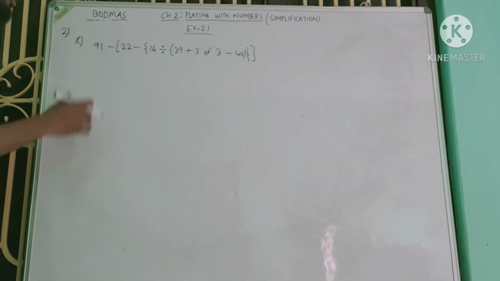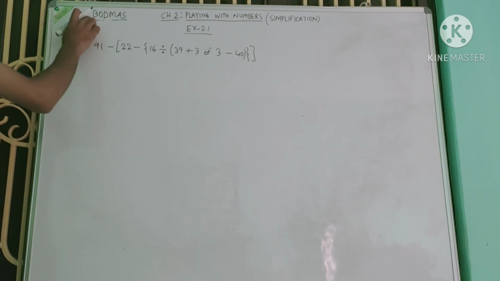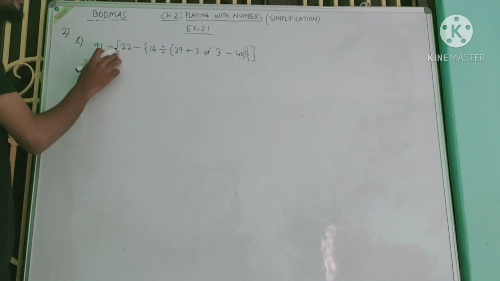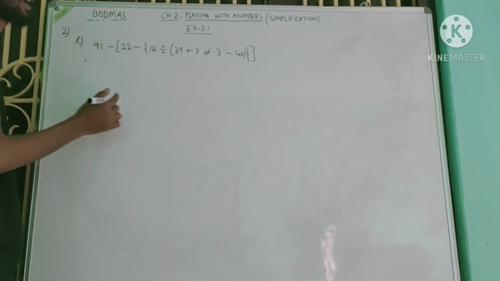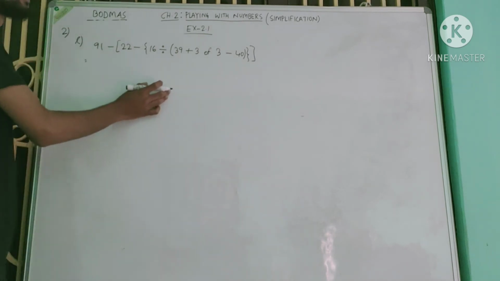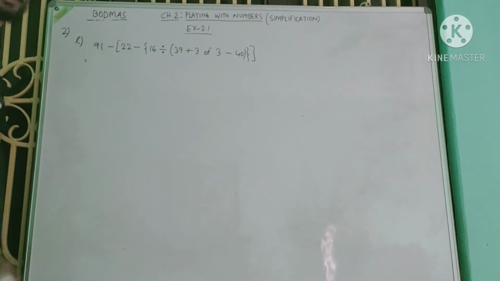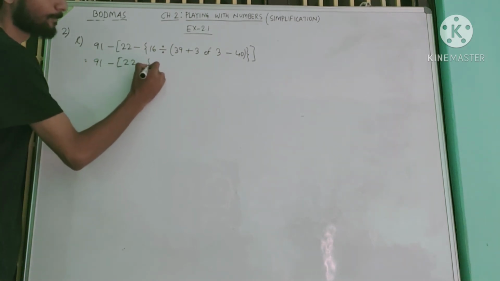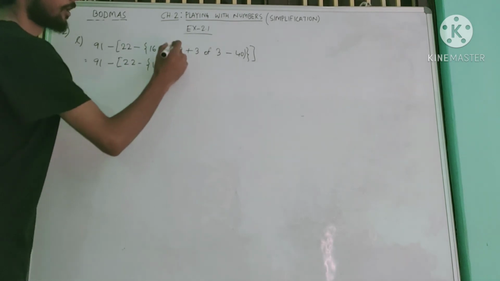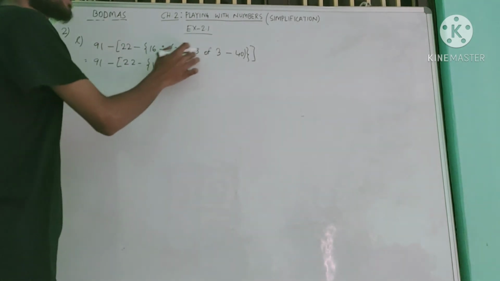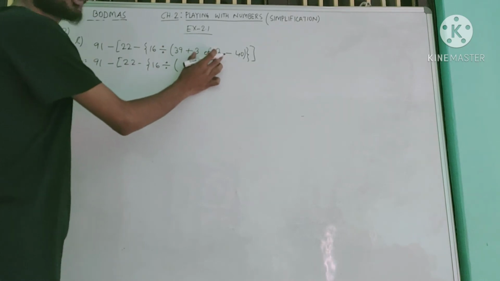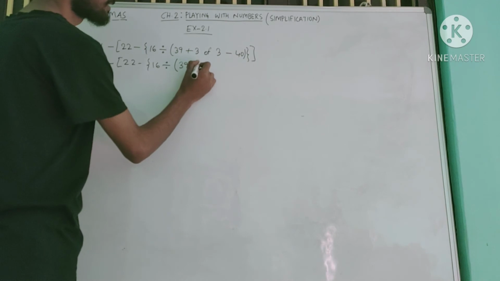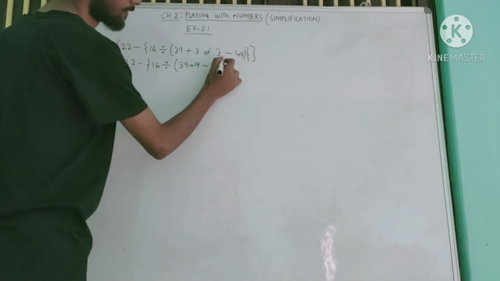Now we will do question number L. Question number L, look, there are brackets. There are 3 brackets, which are third bracket, second bracket and first bracket. So we have to solve for first bracket first. So all the portion will be same. Now in the first bracket you can see plus is there, "of" is there, minus is there. So first we have to do "of". So 39 plus 3 of 3 is 9 minus 40.